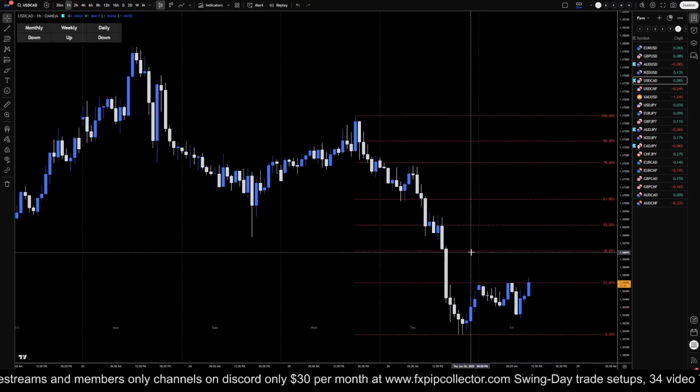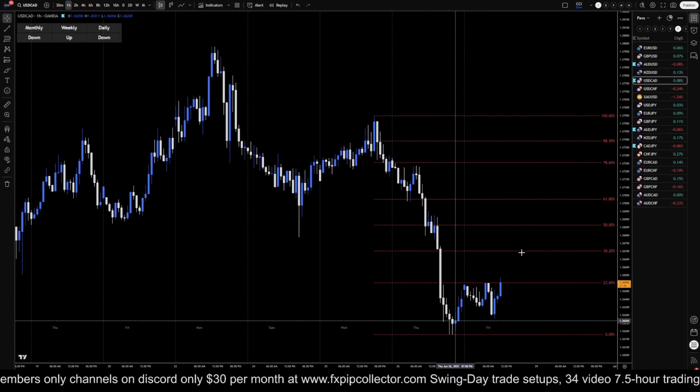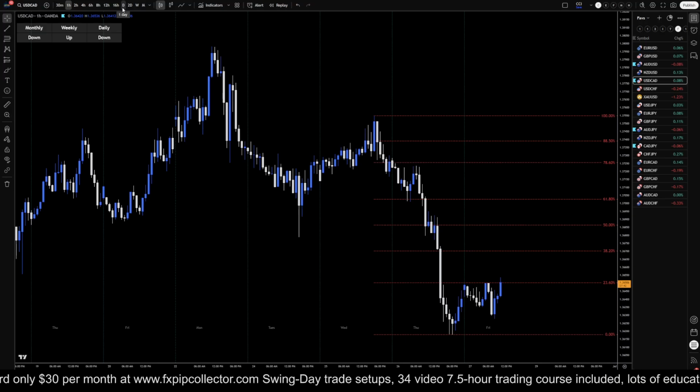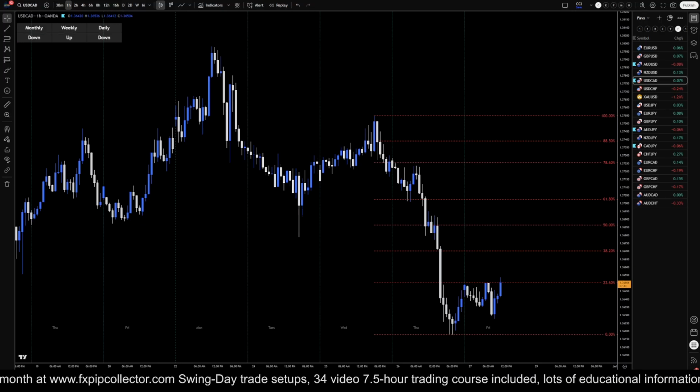So going down to the 1 hour time frame, I have no idea whether this move up is the turn that we're waiting for. I would prefer for the daily time frame to kind of confirm that it's going up and then wait for a pullback on the 1 hour.